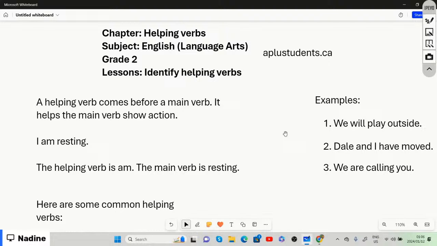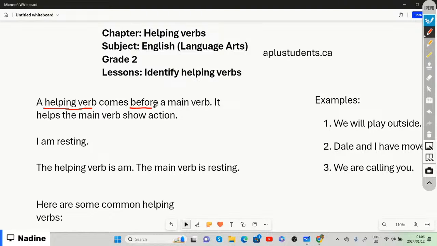But when it comes to a helping verb, these are basically words that help the verb. A helping verb comes before the main verb, right? So a helping verb comes before the main verb, and it helps the main verb to show action. So a helping verb helps the main verb to show action.